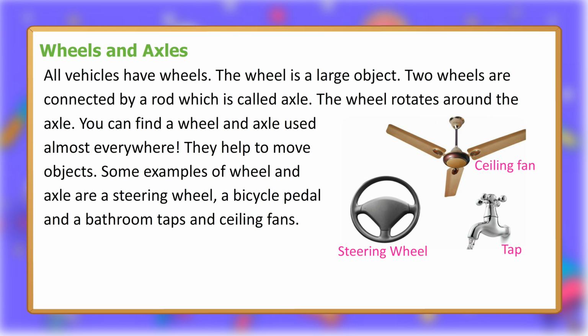Wheels and axles. All vehicles have wheels. The wheel is a large object. Two wheels are connected by a rod which is called an axle. The wheel rotates around the axle. You can find a wheel and axle used almost everywhere. They help to move objects. Some examples of wheel and axle are a steering wheel, a bicycle pedal, bathroom taps and ceiling fans. Steering wheel, ceiling fan, tap.